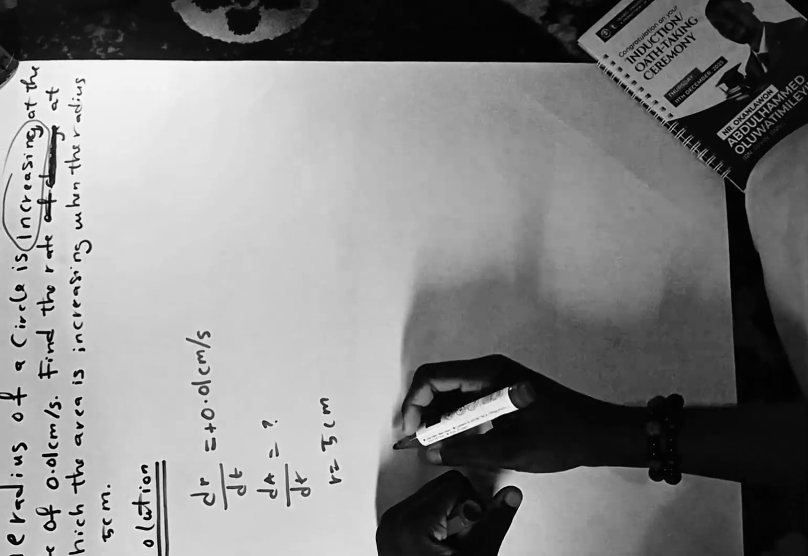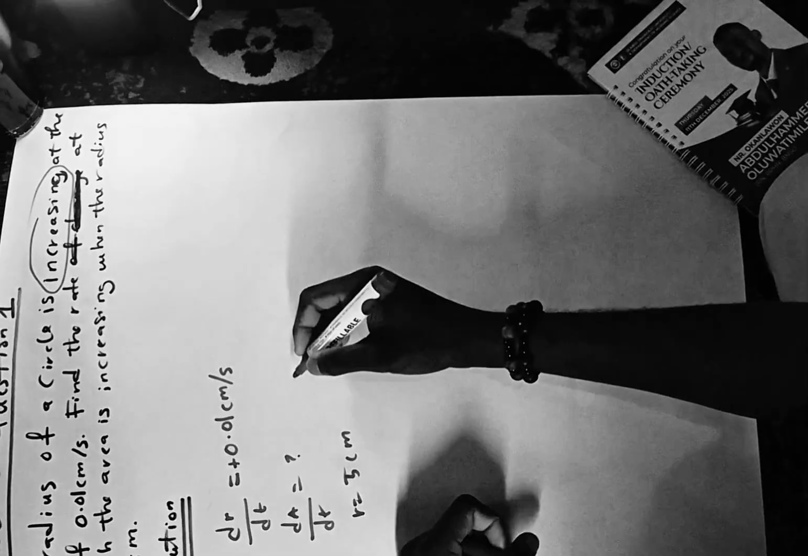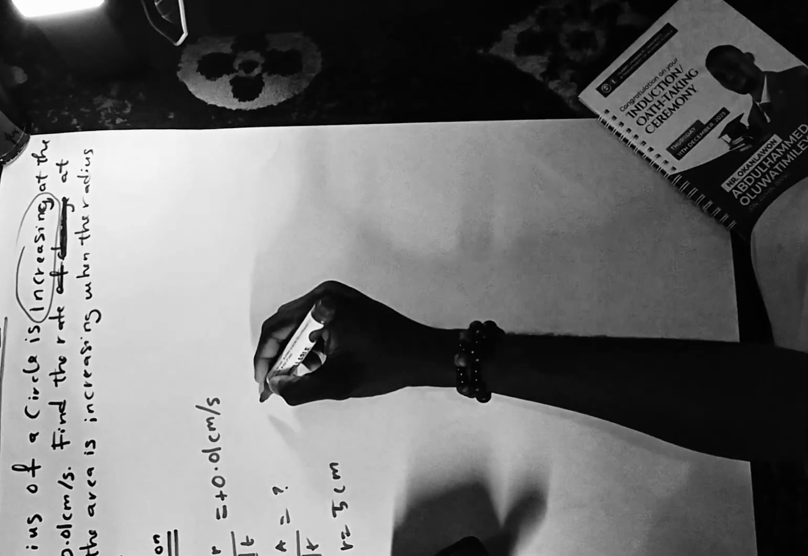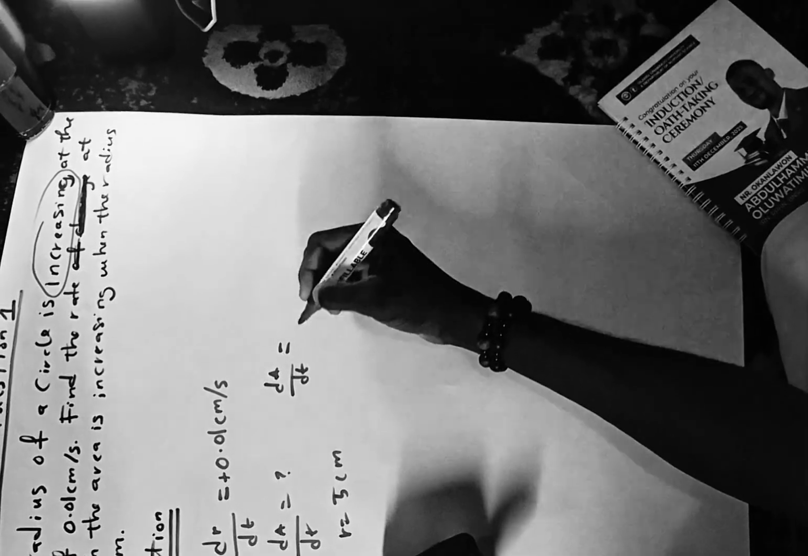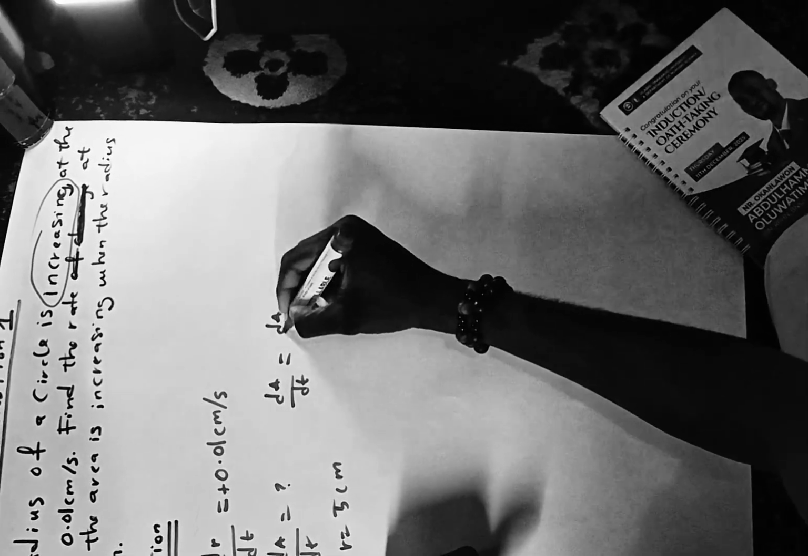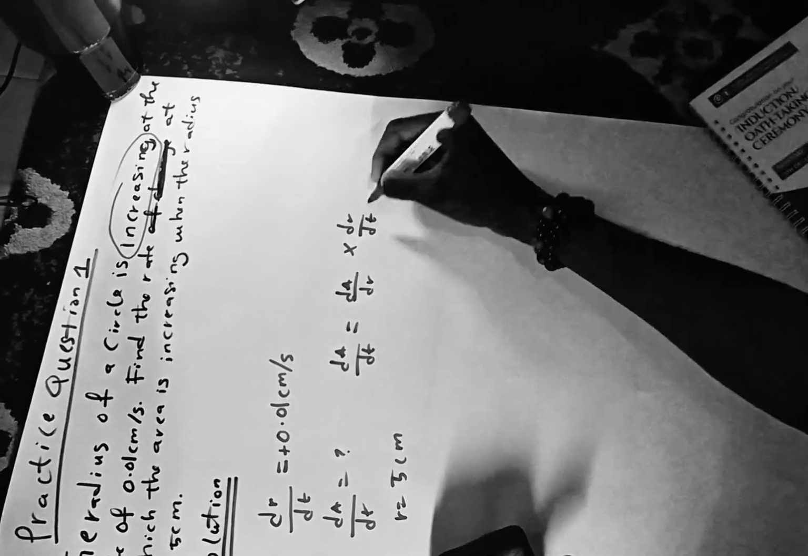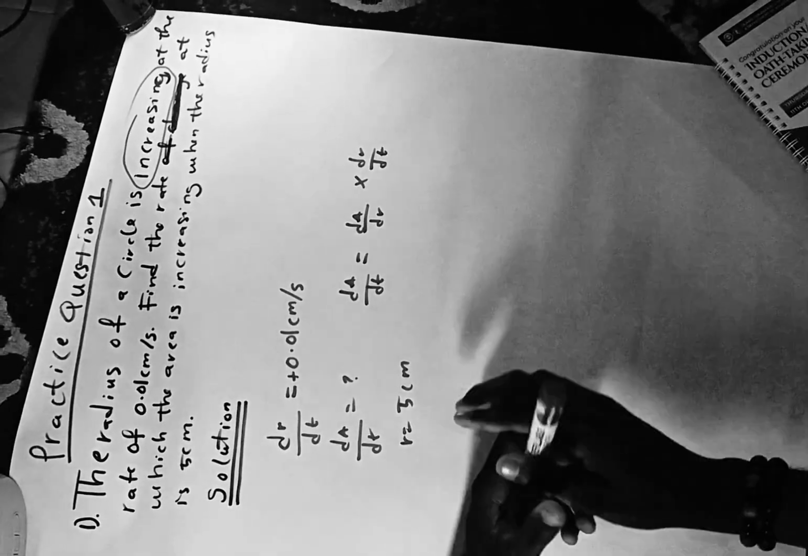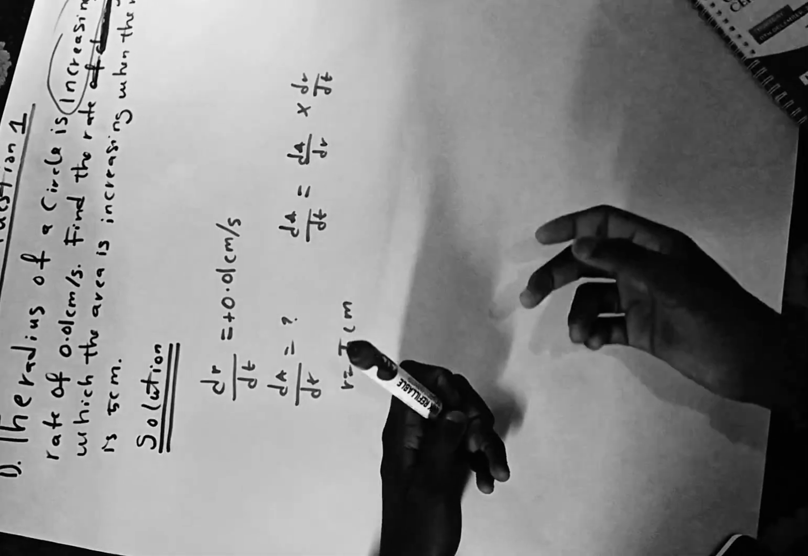So the second step now is to establish our formulas. We know that, or remember that, dA by dt is equal to dA by dr times dr by dt. Why? The reason is so the dr's will cancel and we'll be able to get our dA by dt value.